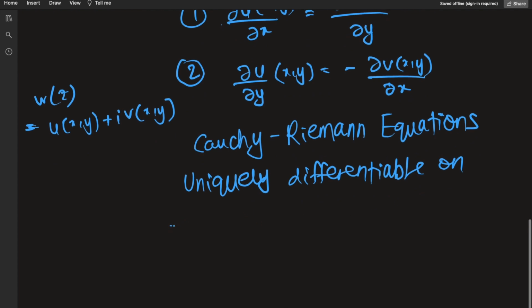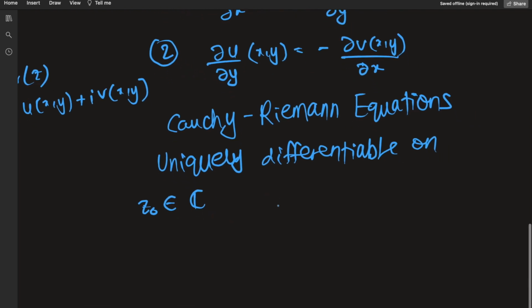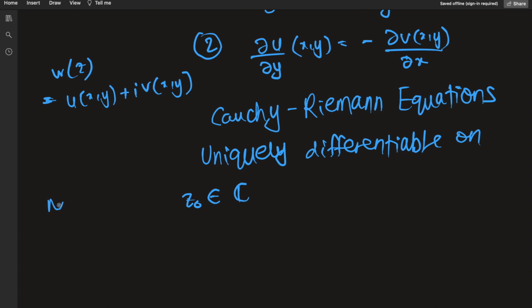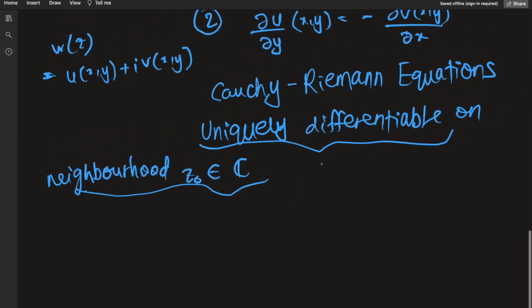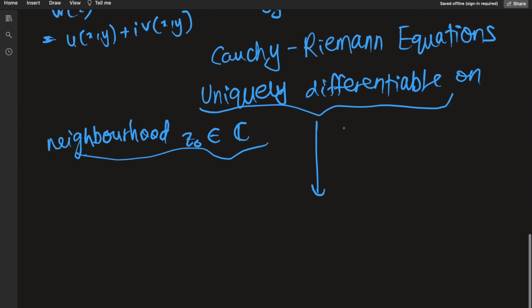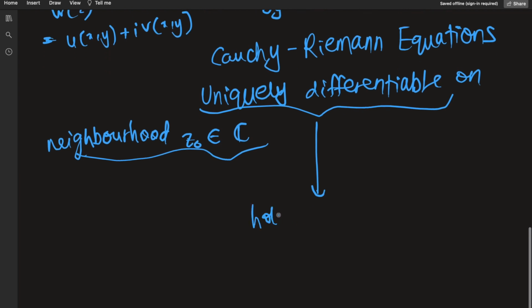On any arbitrary point z0 that belongs to the complex plane, or let's say a neighborhood of z0, because derivatives are all about the neighborhood and locality. And this term of uniquely differentiable on a neighborhood, you call such functions which have this property holomorphic functions. So instead of saying this big thing, you can just call them holomorphic functions.